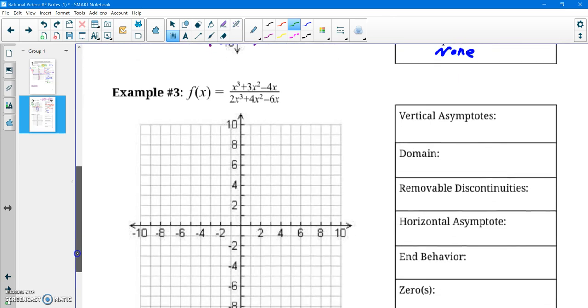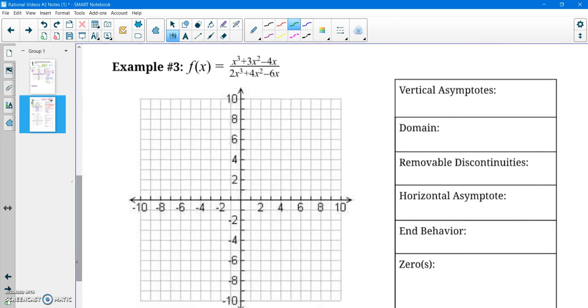Let's slide on to the third one. I want you to try this one entirely on your own, please. So go ahead, pause, do this problem, unpause, and we'll go back over it.